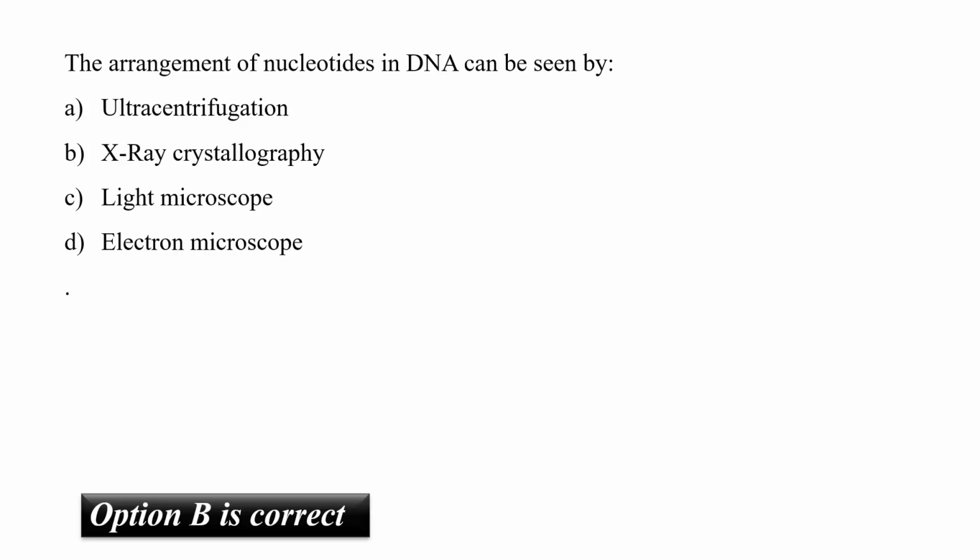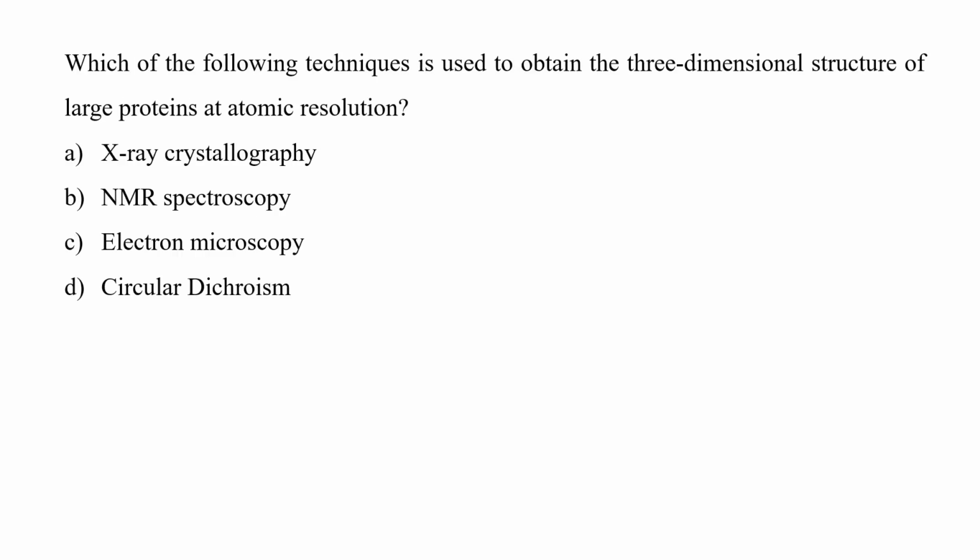Which of the following techniques is used to obtain the 3D structure of large proteins at atomic resolution? X-ray crystallography, NMR spectroscopy, electron microscopy or circular dichroism? X-ray crystallography has been used in the past to resolve the 3D structure of biomolecules including proteins and DNA. Who can forget the contribution made by Kendrew in order to determine the first crystal structure of a protein, myoglobin?